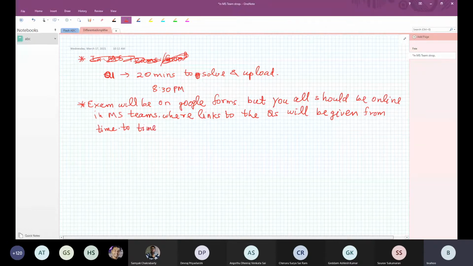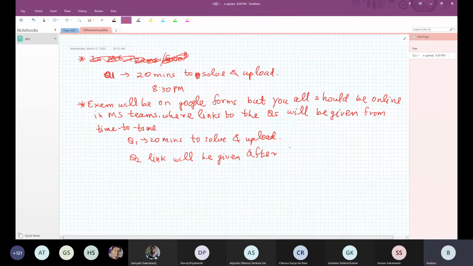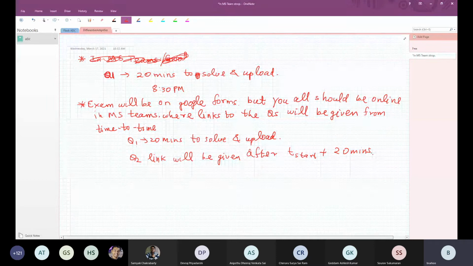So what does it mean? Suppose question 1 has 20 minutes to solve and upload. The question 2 link will be given after T start plus 20 minutes. And the Google Forms link will stop accepting responses exactly at that time for question number 1.